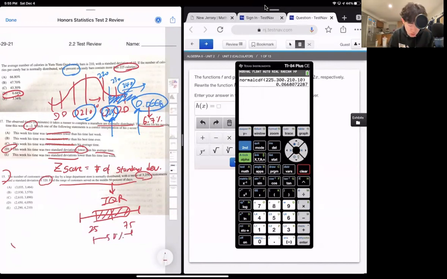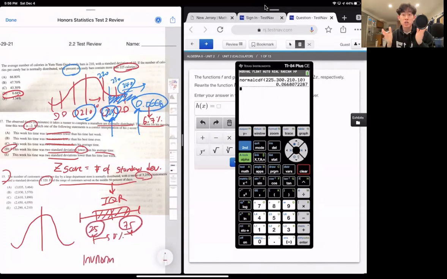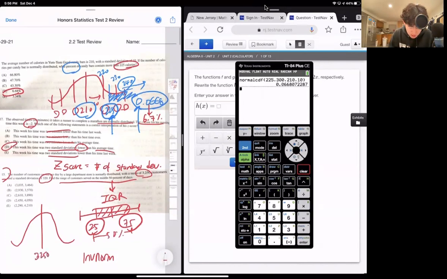So when you actually go to figure this out, you have to use inverse norm for this, because you're given the percentiles. IQR, always remember it as the 25th and the 75th percentile, and then you're going to figure out what those numbers are. Of course, the mean and the standard deviation is always provided for us, so you're going to be using that and capitalize on it.